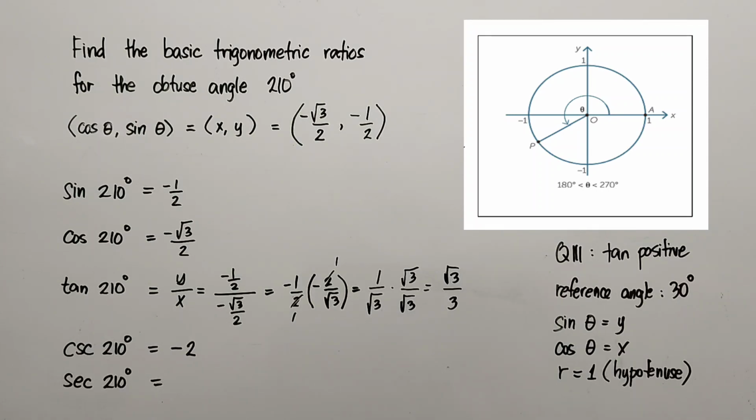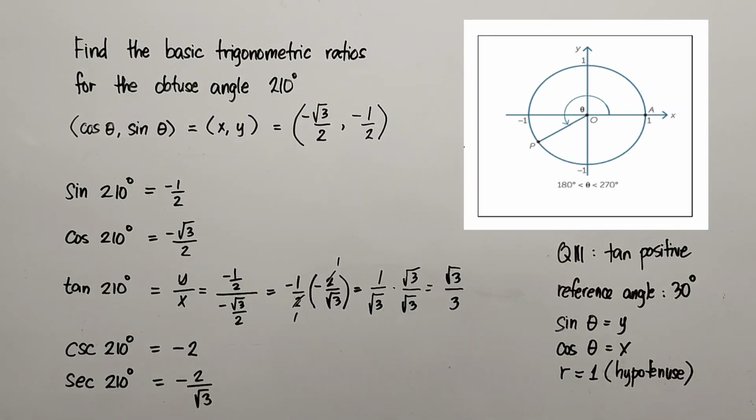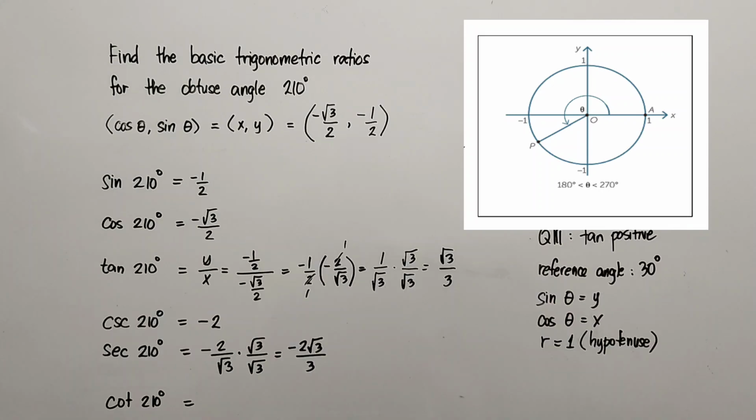For the secant 210 degrees, this is the inverse of our cosine 210. Just also get the reciprocal and retain the negative. So that is the reciprocal of our cos 210. Since the denominator has a radical expression, we need to rationalize. So for our secant 210 degrees, that is equal to negative 2 square root of 3 over 3.